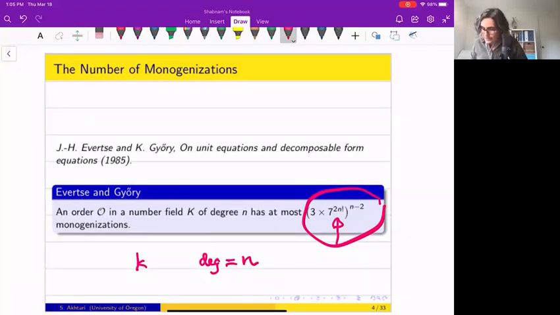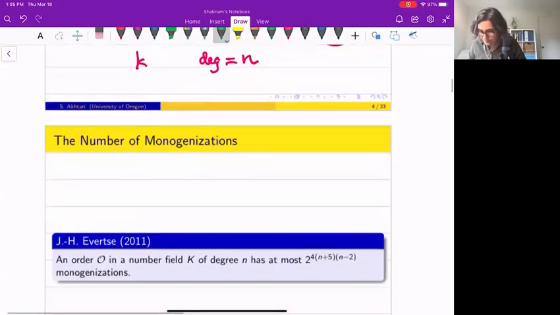And of course, this is a really impressive work. I wrote the title of their paper from 1985 to emphasize the methods that they used. The methods are based on unit form equations, which I will just hint at a little bit. Even when you look at their papers, they don't expect this to be sharp, but the main point was that they could come up with an upper bound that tells you that you can't have more than this. And it's so general, it works for every number field.